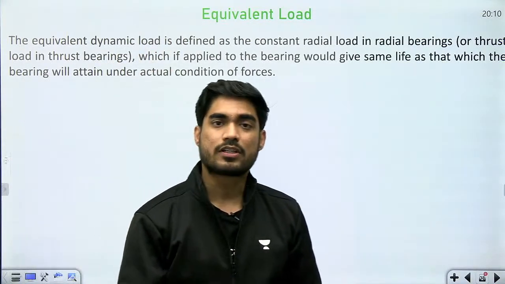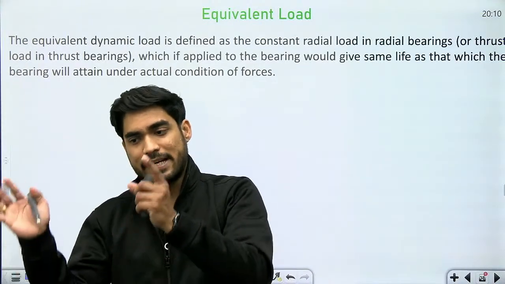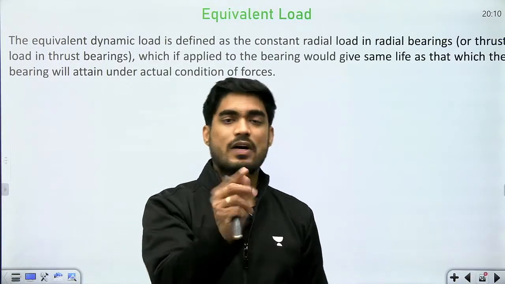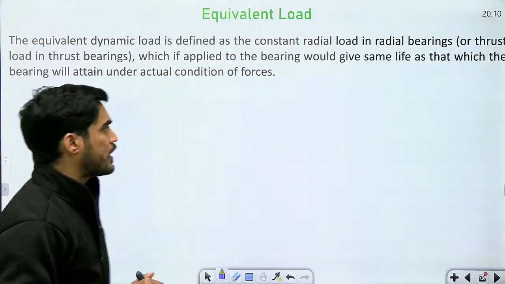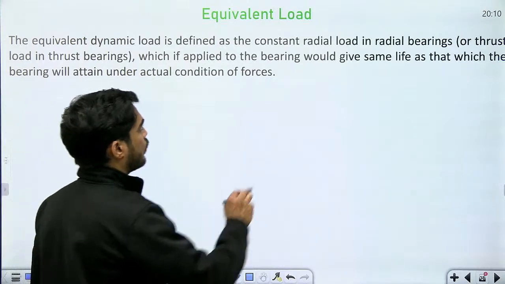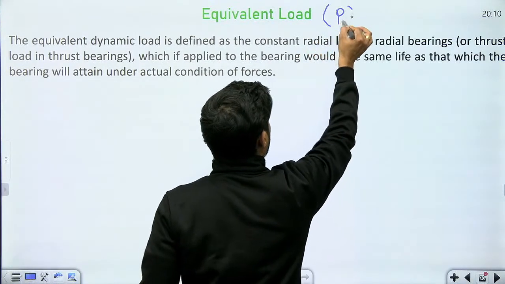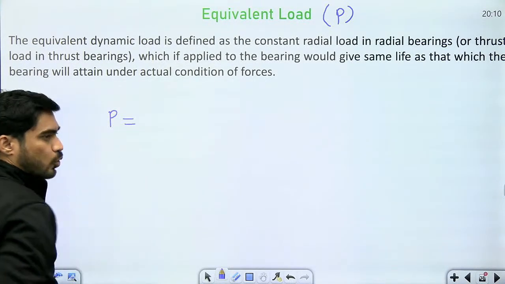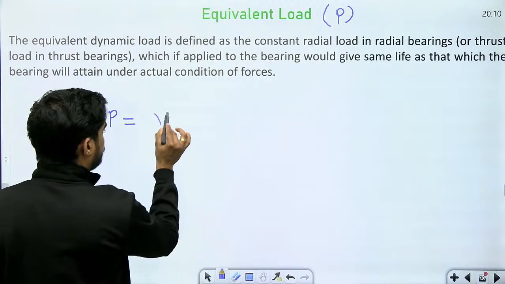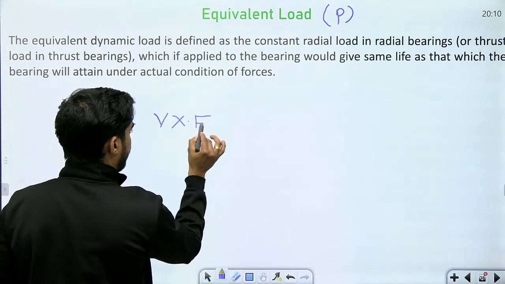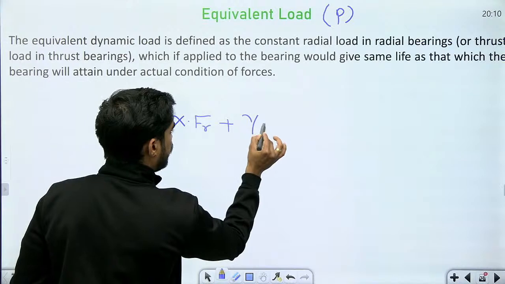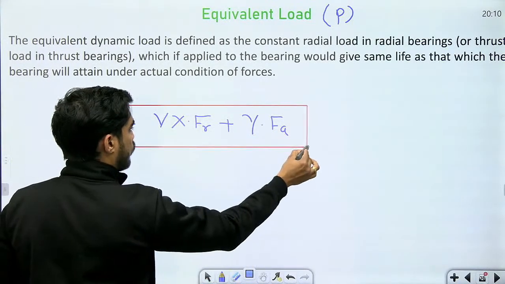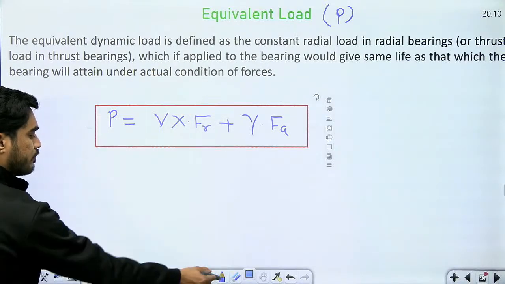ठीक है, तो equivalent load का मतलब क्या है? मेरे bearing पे radial load भी लग रहा है, axial load भी लग रहा है, but I am converting both of them into one single load. Okay, now what is the equation of equivalent load? Equivalent load is given by P. So what is this equivalent load equation? P is equal to V into X into Fr plus Y into Fa, where P is the equivalent load.